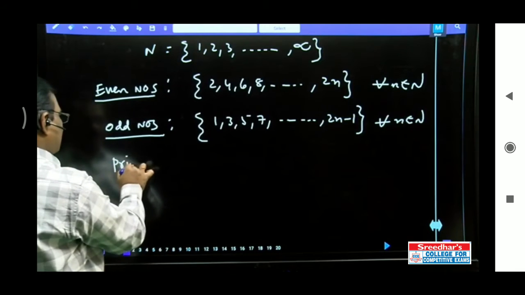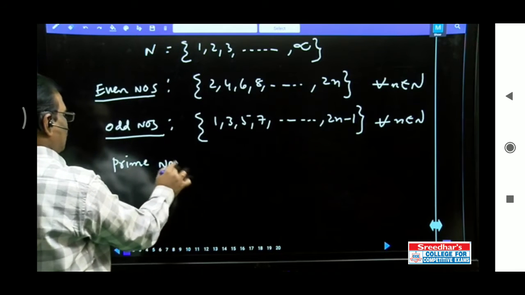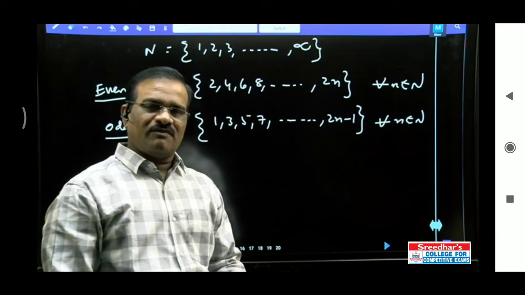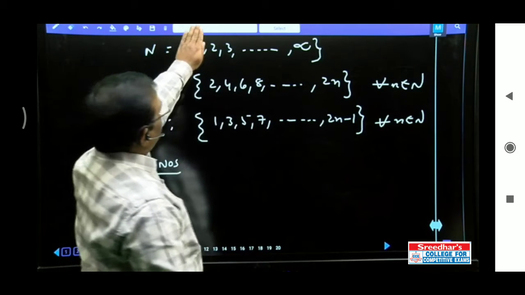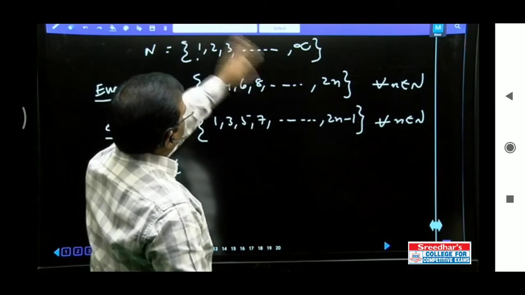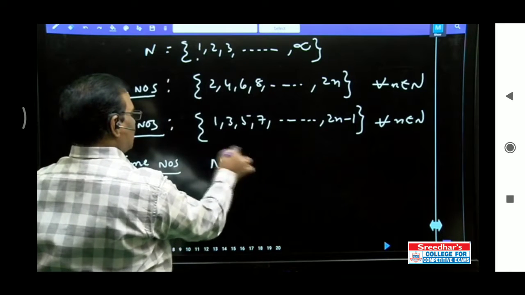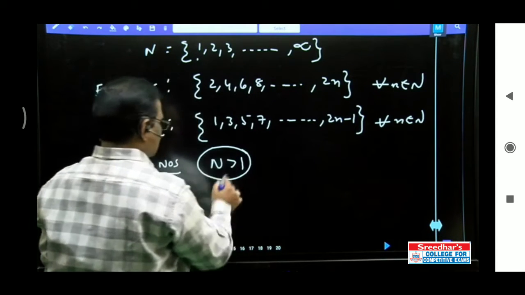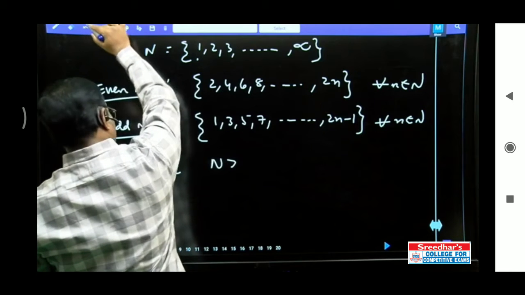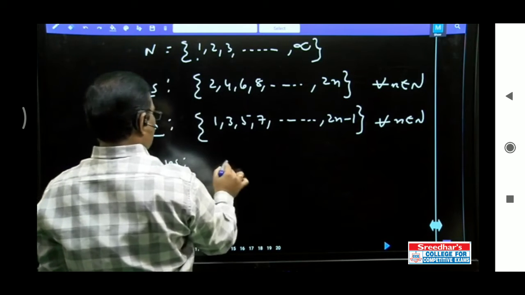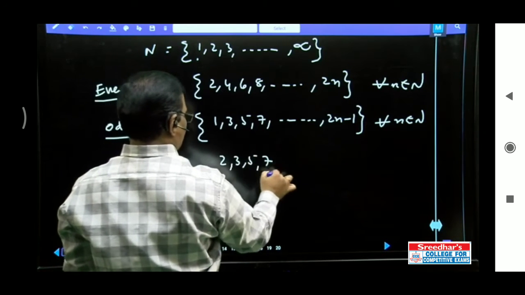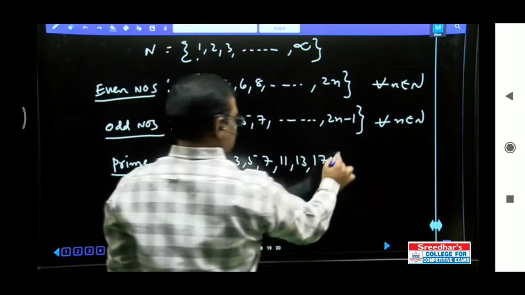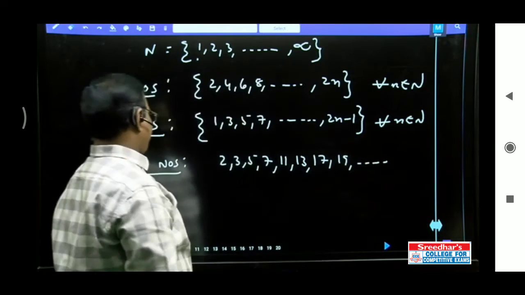Next, prime numbers. Natural numbers greater than 1 which have only 2 factors, 1 and itself, are called primes. They must be greater than 1. The prime numbers are 2, 3, 5, 7, 11, 13, 17, 19. These are prime numbers. Okay.